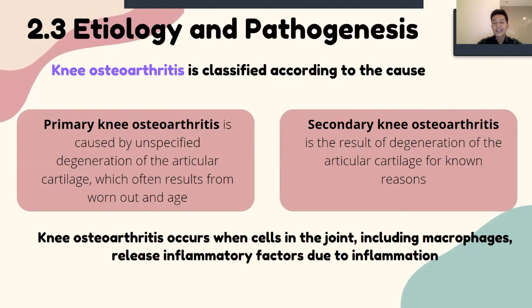The second one is secondary knee osteoarthritis. It is the result of degeneration of the articular cartilage for a reason such as weight gain, ligament degeneration, relaxation, and muscle weakness. Knee osteoarthritis occurs when cells in the joint, including macrophages, release inflammatory factors due to inflammation in the joint. Therefore, the articular cartilage is degraded more rapidly, causing early inflammatory pain.